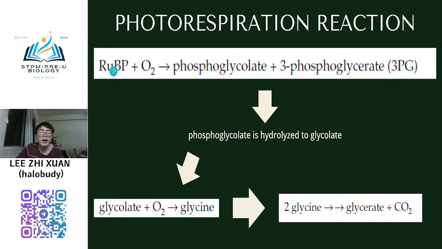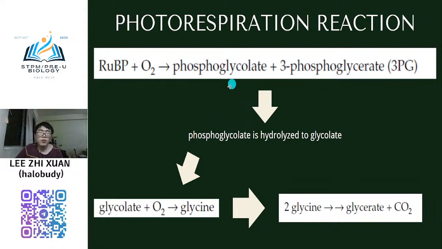3 RuBP in general will produce 6 molecules of 3-phosphoglycerate. But for photorespiration, because of oxygen, it will only produce 3 phosphoglycerate. Another 3 is forming phosphoglycolate. So meaning that the concentration of 3-phosphoglycerate is already decreased. It cannot go toward the carbon cycle again, because it is not enough, right?